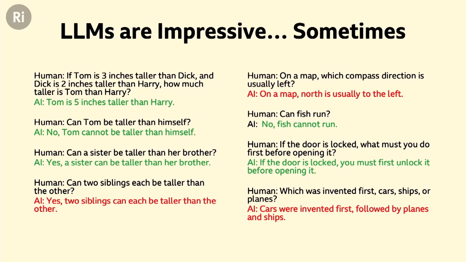And then finally, and very weirdly, it gets this one wrong. Which was invented first, cars, ships, or planes? And it thinks cars were invented first. No idea what's going on there. Now, my point is that this system was built to be able to complete from a prompt.